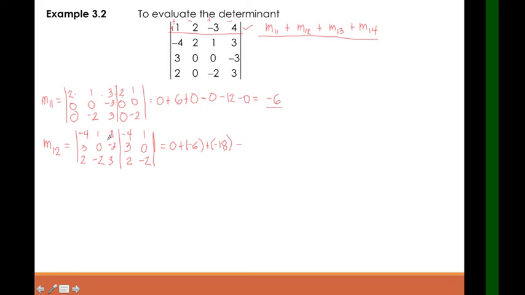pabaliktad na, 3 times yan, so that's 0. Minus, negative 3 times negative 4 is positive 12 times 2, 24. Negative 24. So that's positive 24. Tama ba? Yeah, it's positive. Then, 1 times 3 times 3 is 9. So, negative, minus 9. Kaya naging positive to kasi negative 24 nakuha natin. Minus yan. So, kaya ginawa ko ng positive 24.